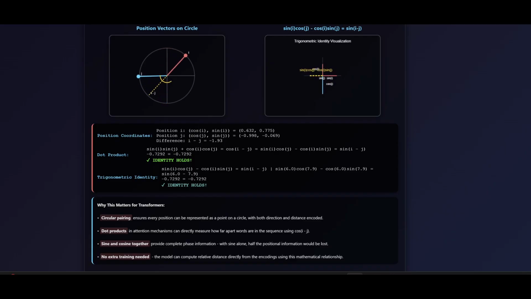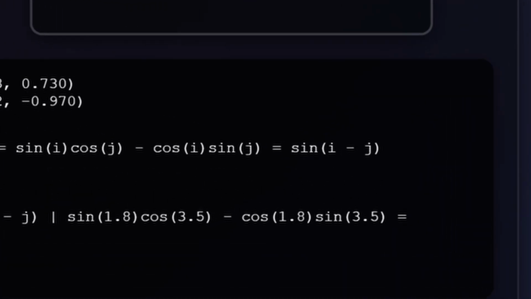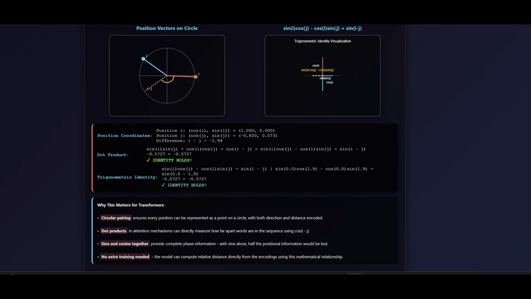Using both also makes math between positions simple. When the model compares two positions, say i and j, it can use a trigonometric identity, sine i cosine j minus cosine i sine j equals sine i minus j. That's huge. It lets the model compute relative distance directly from the encodings without any extra training. And since attention in transformers is based on dot products, these sine-cosine pairs make it easy for the model to measure how far apart words are in the sequence. With sine alone, the dot product wouldn't capture the full phase. Half the positional information would be lost.